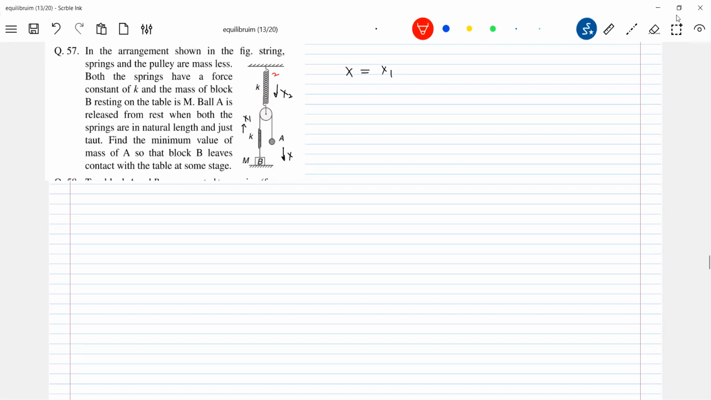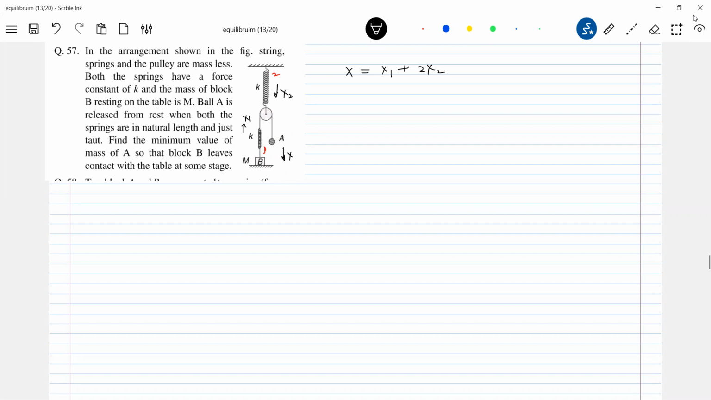I'll call spring 2 spring 1. Assume that spring 2 is not there. When spring 2 is not there, what is the displacement of the block? It should be equal to the elongation of spring 1, x equal to x1. Plus, assume that now this spring is not there. If spring 2 elongates by 1 meter, how much will block A move down? It will move by 2 meters. So therefore, what is x? x equals 2x2. There's one basic constraint equation that we have.